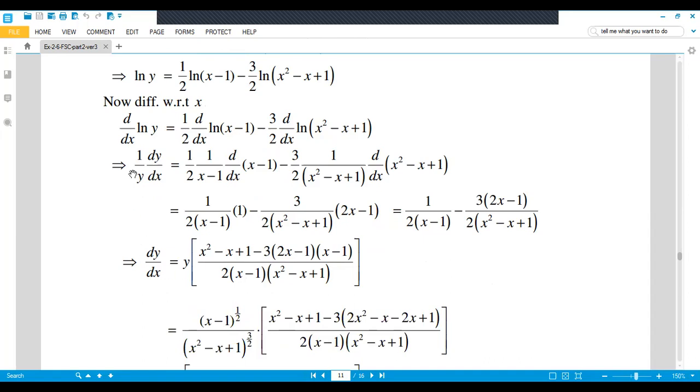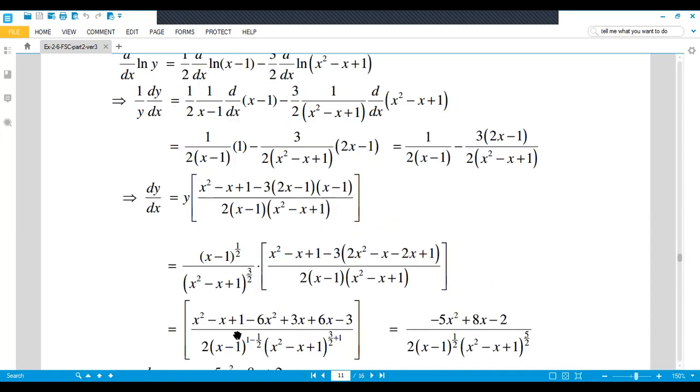And here y is shifted to this side, then multiply, so you put the value of y. When you open the bracket, first you take the LCM and then open the bracket. So you get x square minus x plus 1 minus 6x square, 3 twos are 6, then minus into minus plus 3x, plus 6x, plus minus 3.